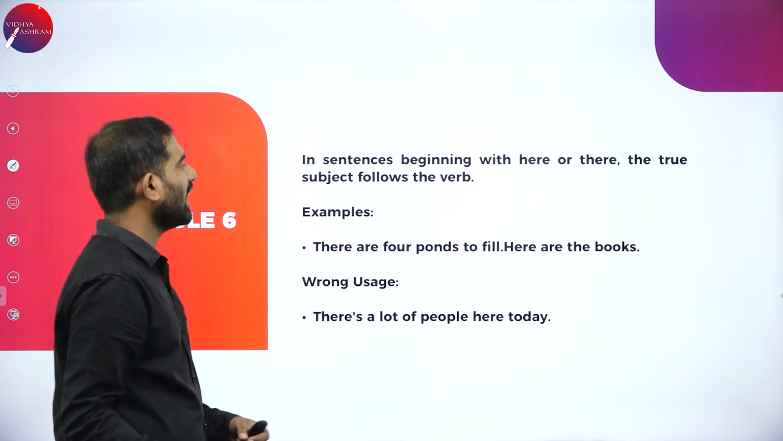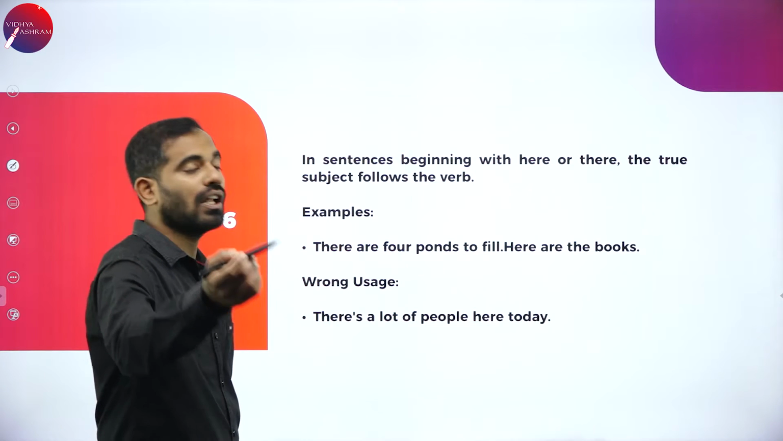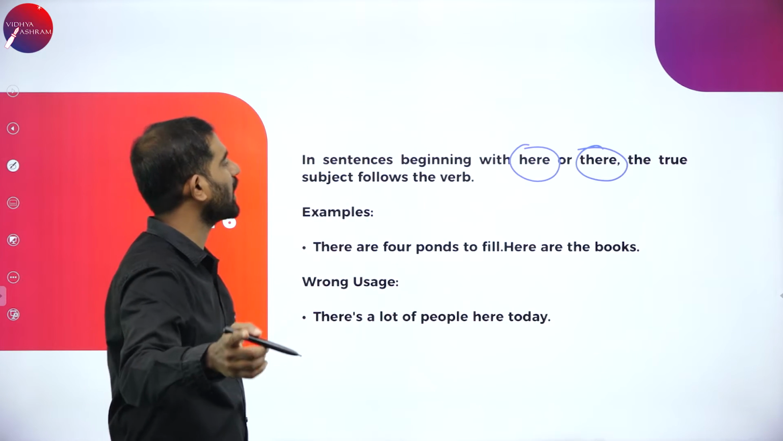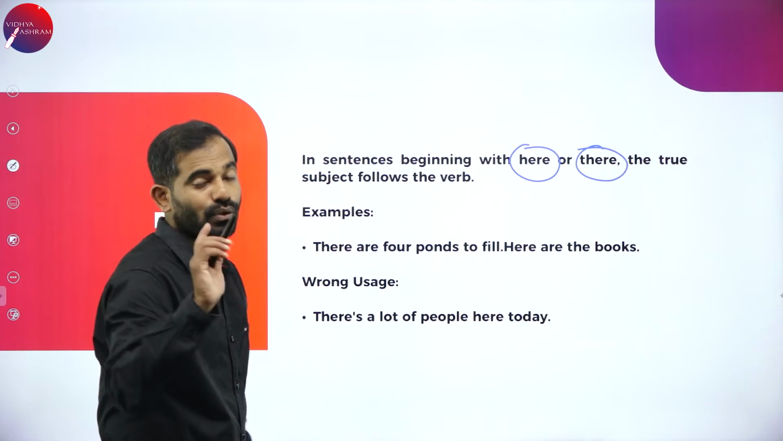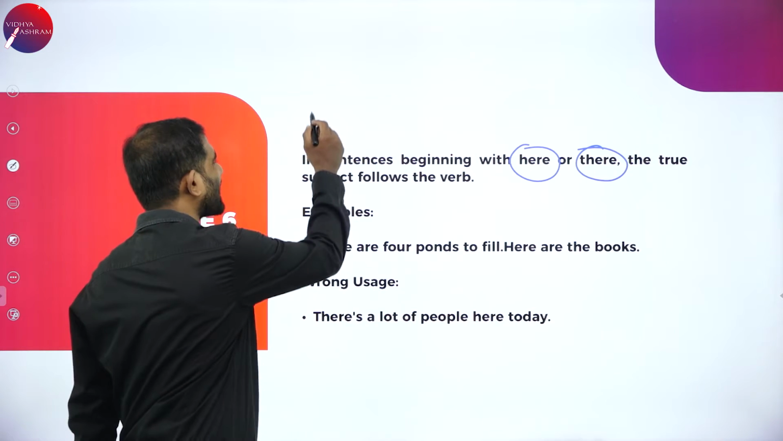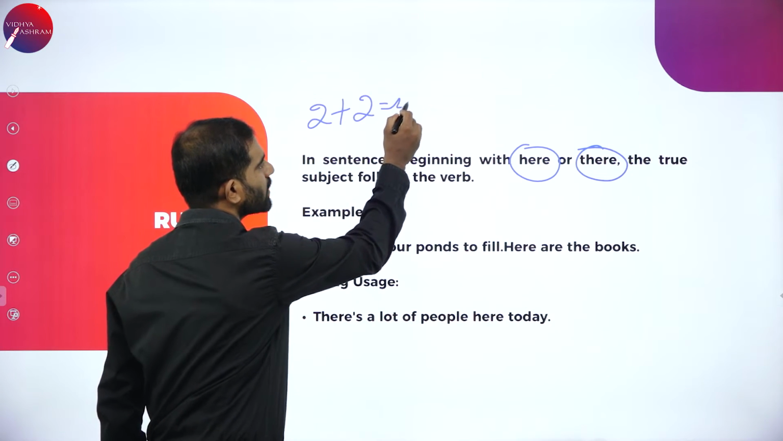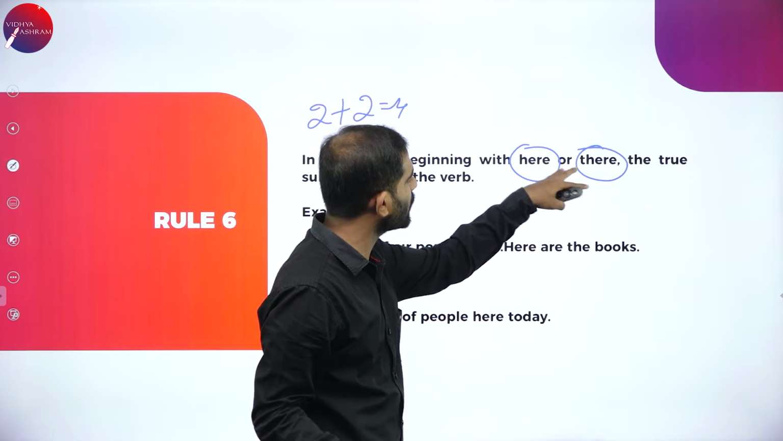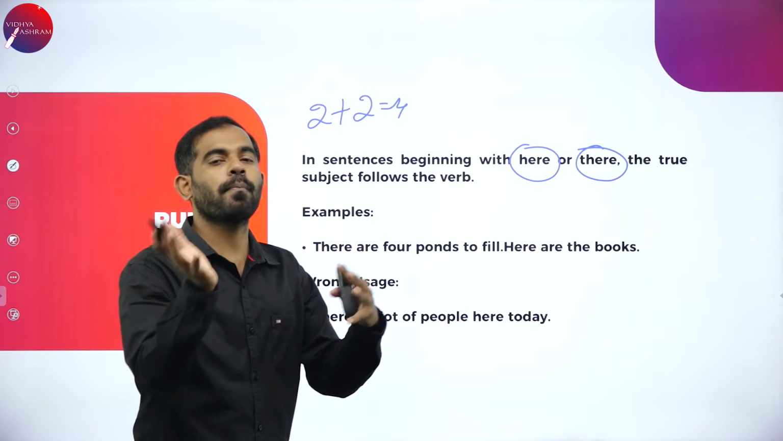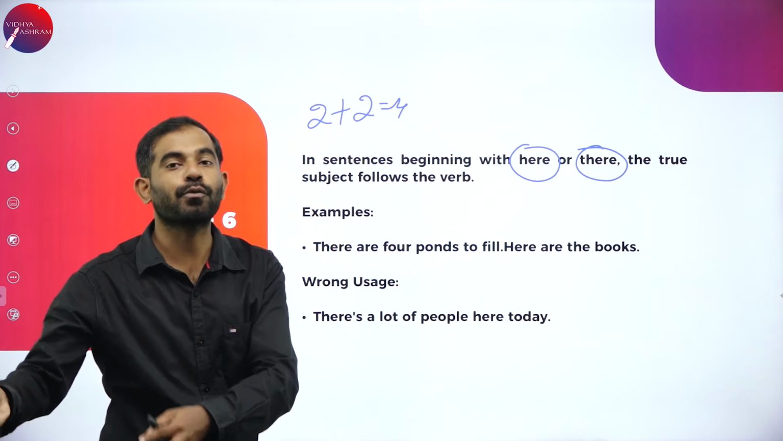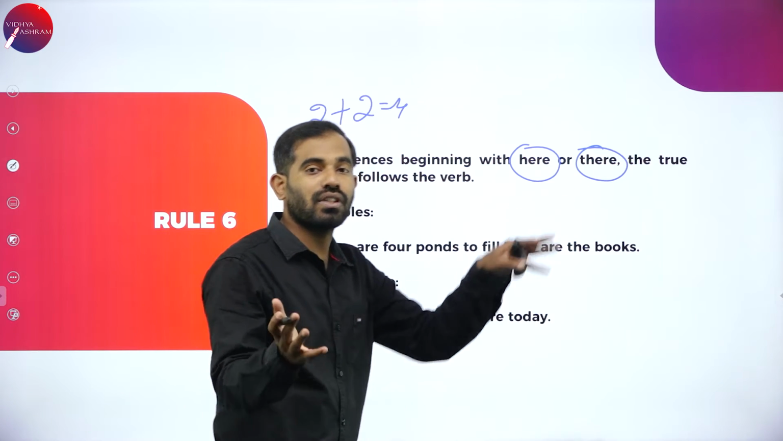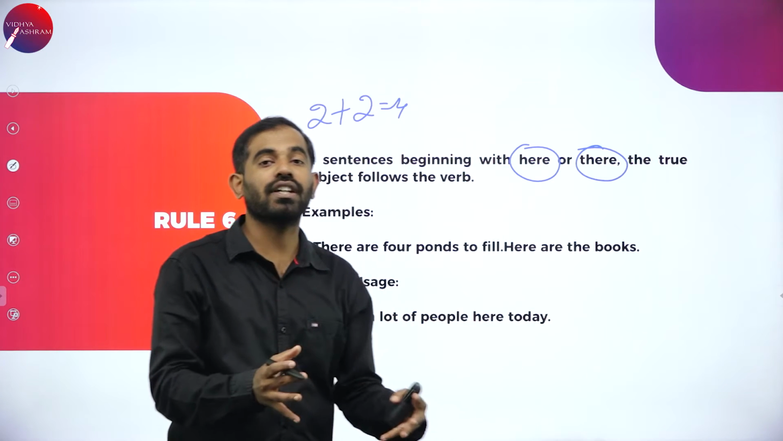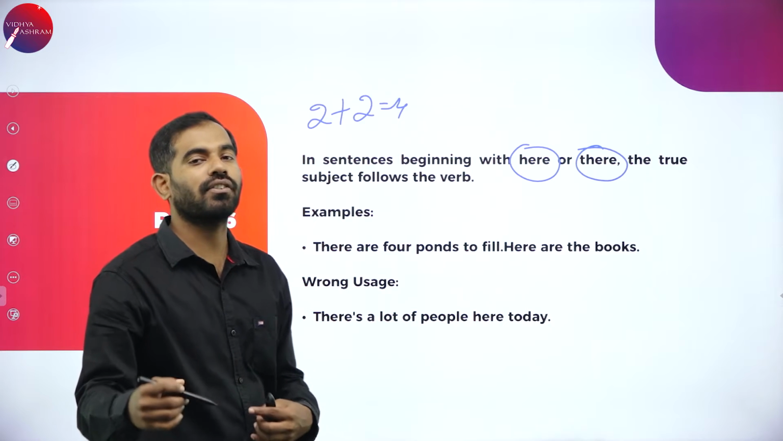Rule number 6. In sentences beginning with here or there, the true subject follows the verb. You need to remember this. It is nothing but mathematics, just like 2 plus 2 equals 4. I hope you are able to follow. If you ask me, sir, are we supposed to remember all these words? Yes. Without remembering the tables, you cannot solve mathematical problems. Just like mathematics, without remembering a few exceptions, formulas or rules, a few words, you cannot solve subject-verb agreement.